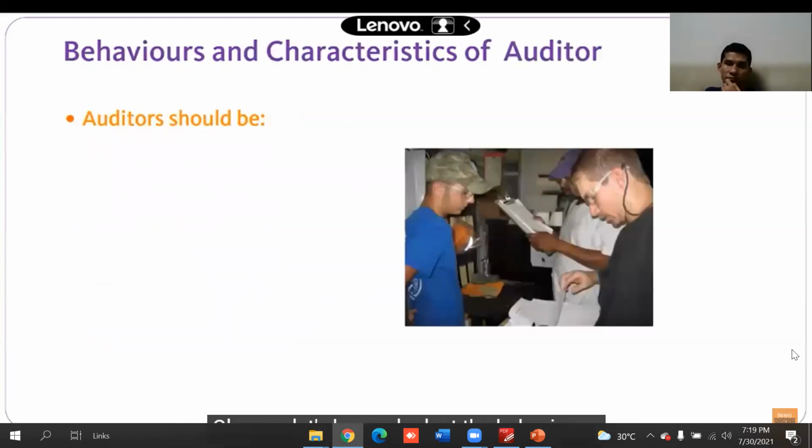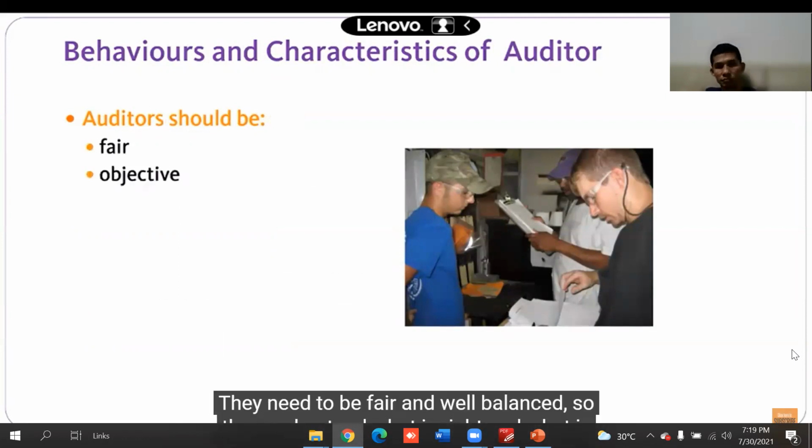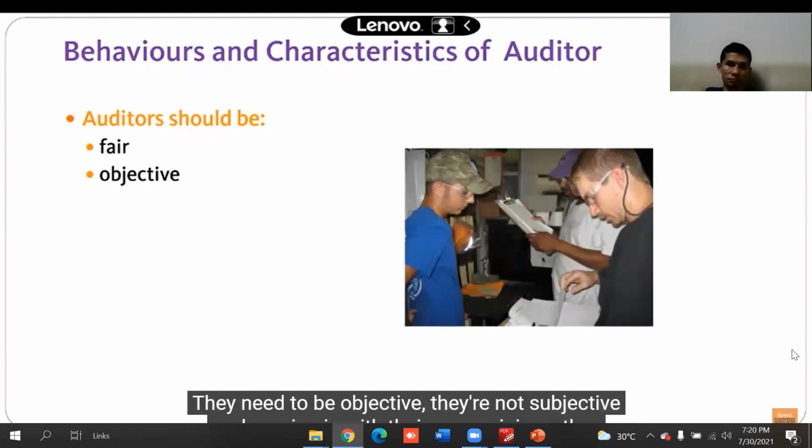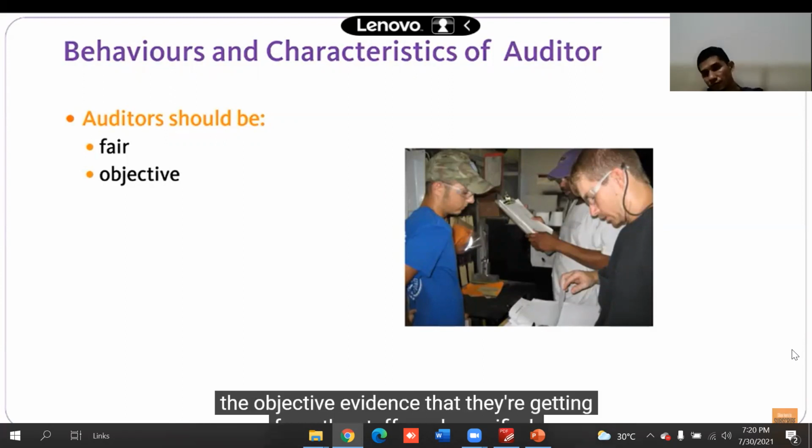Okay, so let's have a look at the behaviours. So once you're actually in the audit, what sort of behaviours do you expect the auditor to have? So they need to be fair and well balanced, so they understand what is right and what is wrong. They need to be objective, so they're not subjective and coming in with their own opinions. They need to be objective and actually looking for objective evidence. And if that evidence is there, they need to be able to question staff to understand that the objective evidence they're getting from the staff can be verified.